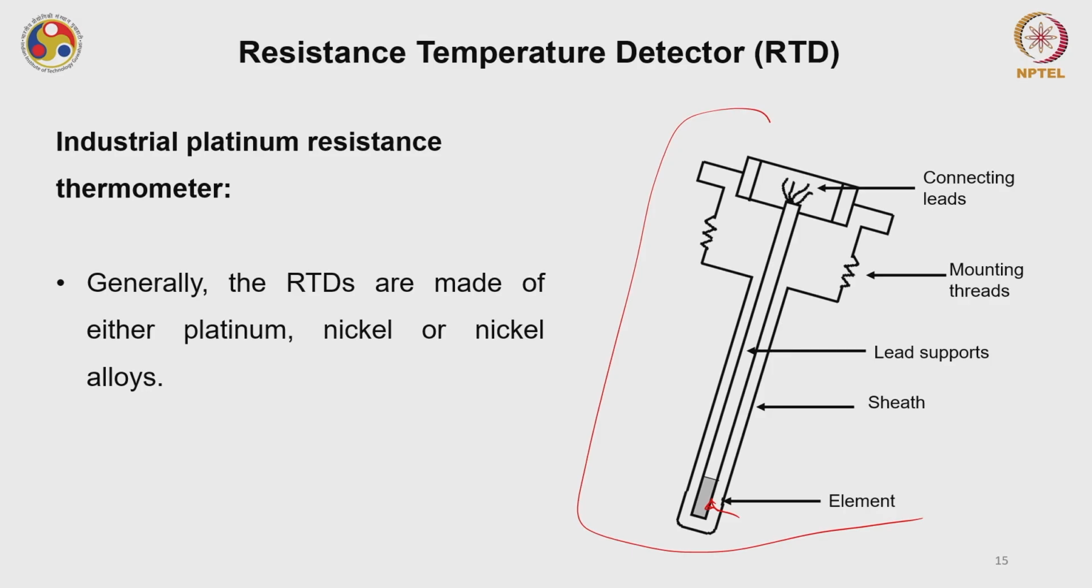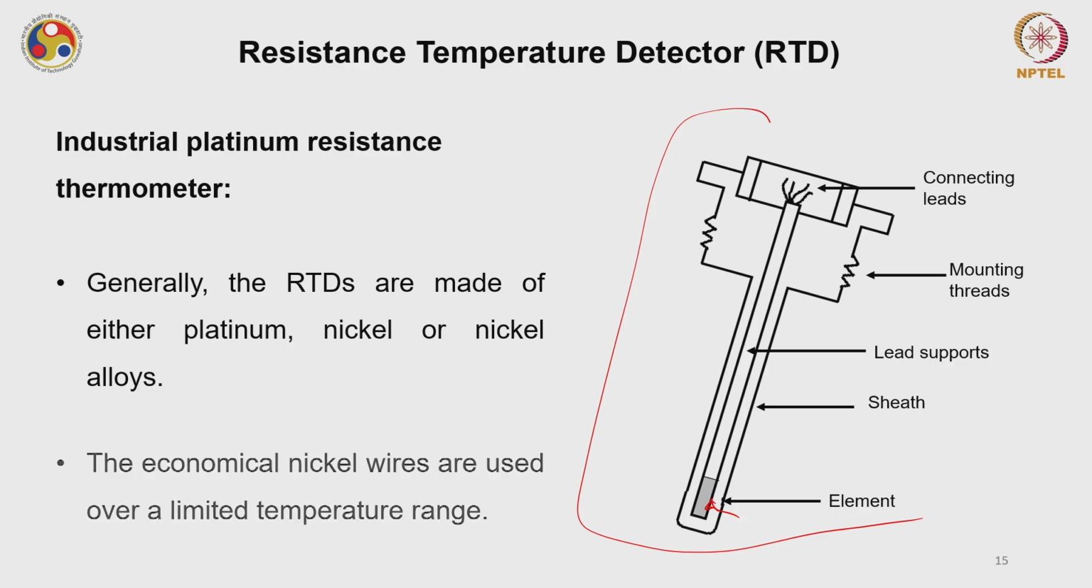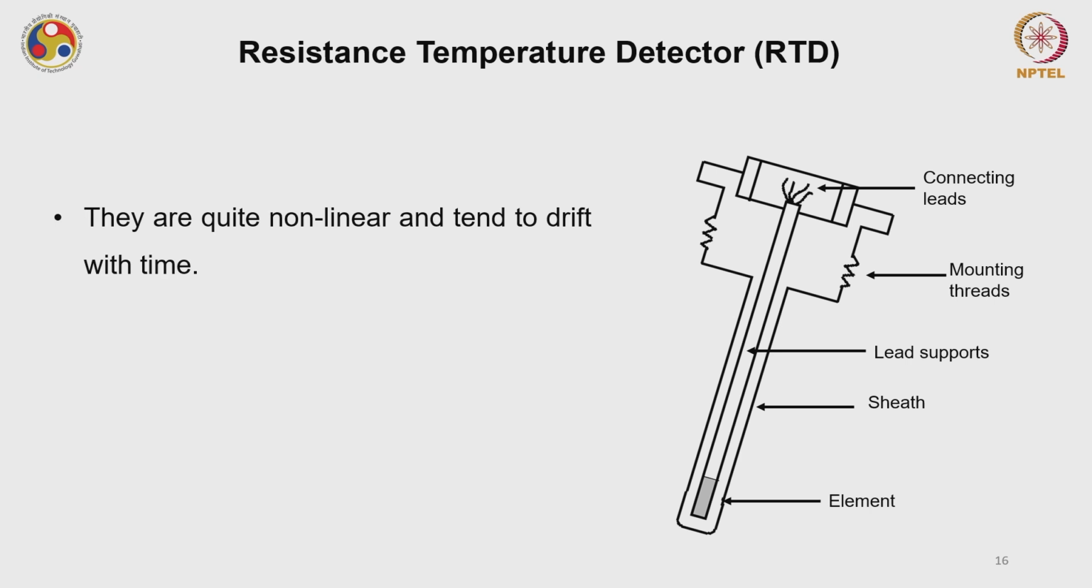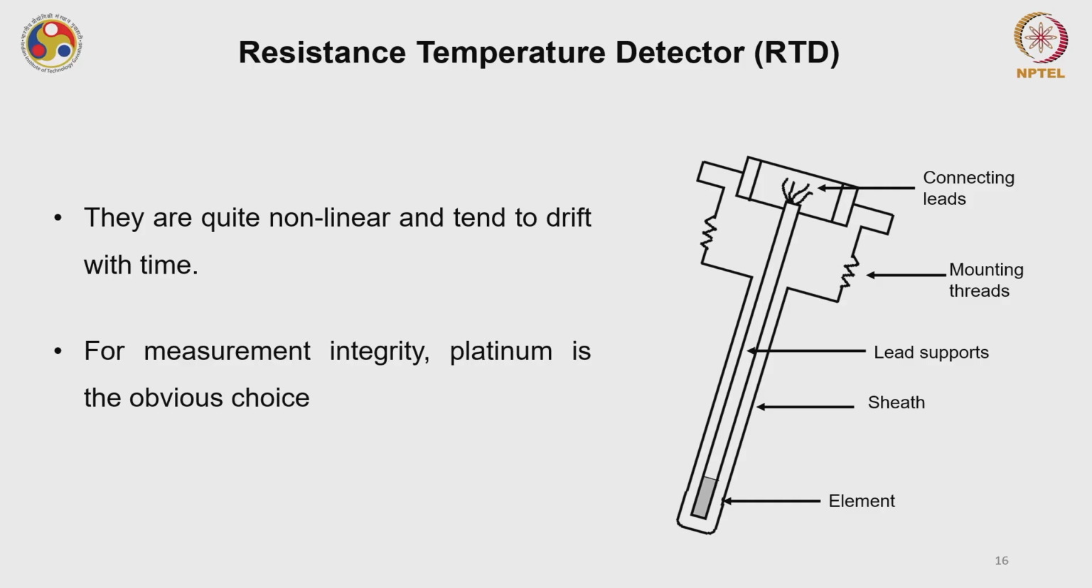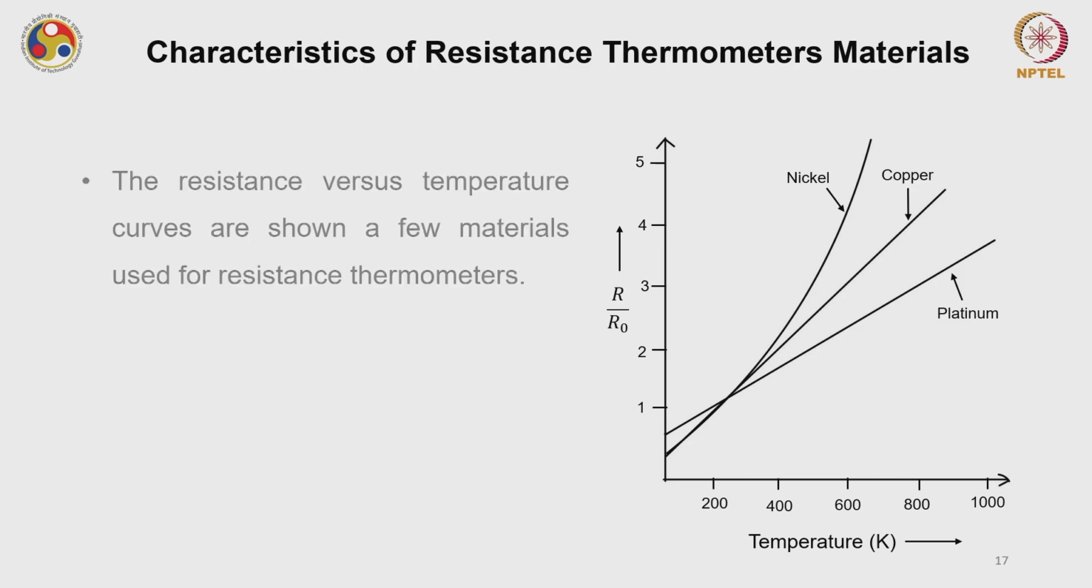Okay, so the RTDs, this industrial platinum resistance thermometer, although its name is platinum resistance thermometer, are usually made up of platinum or its alloy, but nickel and nickel alloys are also used for low cost devices. But of course it will have a limited temperature range. Okay, and they are quite non-linear, and of course they tend to drift over time. So for measurement integrity, of course platinum is the major choice.